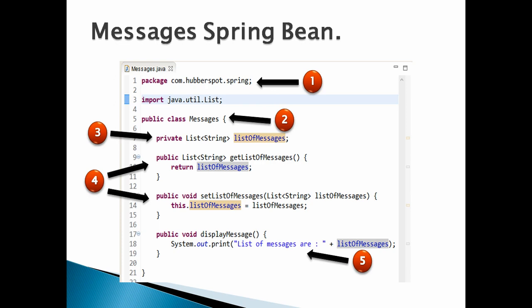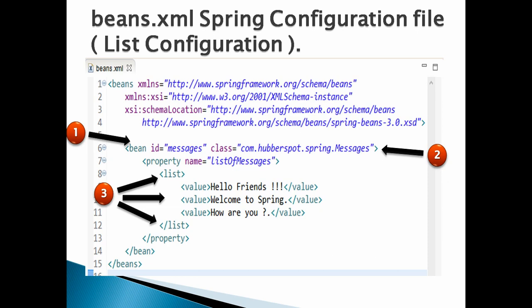Moving ahead. Let's create Spring configuration file by name beans.xml. Let's discuss the Spring configuration file point by point. In order to provide information to Spring container about the bean Messages and other beans, we create this Spring configuration file. Number 1, this configuration file has a beans tag. This tag holds all the definitions for the Spring beans. Beans tag has a child tag by name bean. This tag provides information to Spring container about each individual bean.